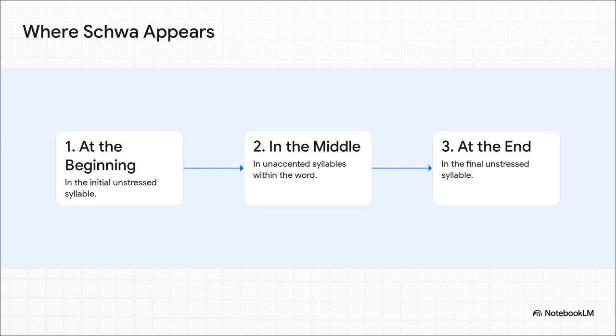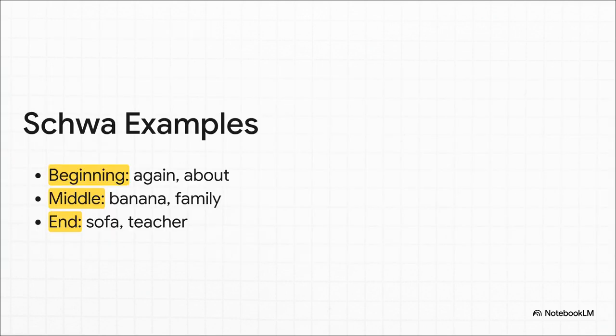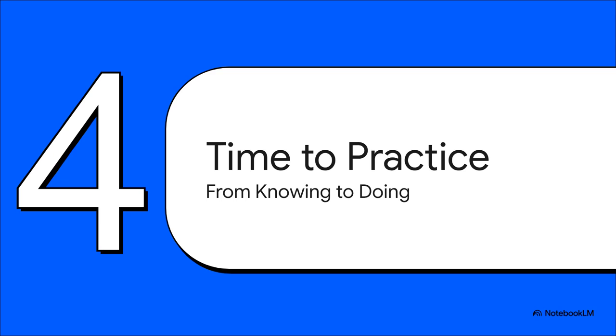Let's check out some examples of each. So at the beginning, you hear it loud and clear in words like again, about, right? In the middle, listen for it in banana or family. And at the end, it's in words like sofa or teacher. That is a schwa sound. See what I mean? Once you train your ear to listen for that little unstressed sound, you are going to hear it absolutely everywhere.